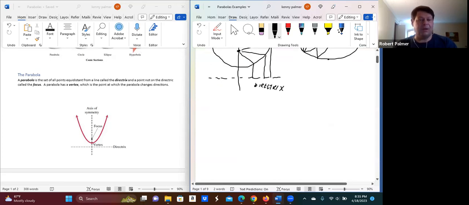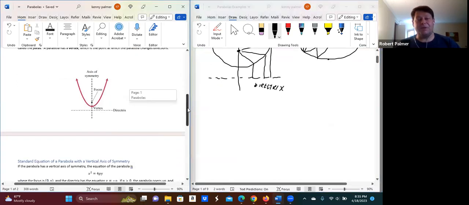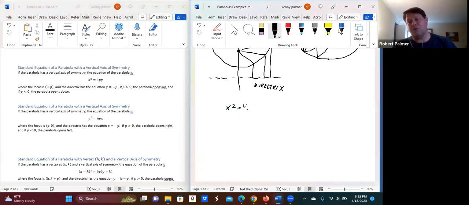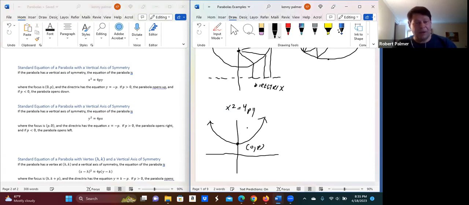Okay. Now, let's talk about the basic equations of a parabola. It's called the standard equation. The one you're probably most familiar with is this one right here. If we have the equation x squared equals 4py, this is a parabola that opens either up or down. So it looks like this. Our vertex, in this case, the lowest point, or where it changes direction, is at 0. Sorry, that's the focus. I'm sorry, the focus is 0, p.